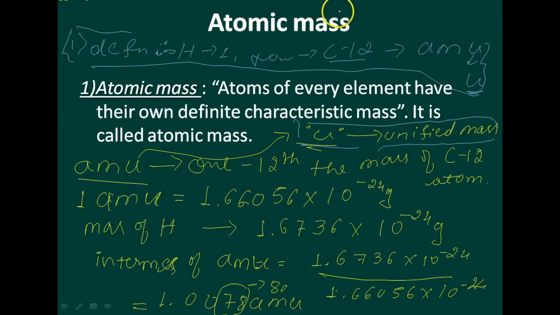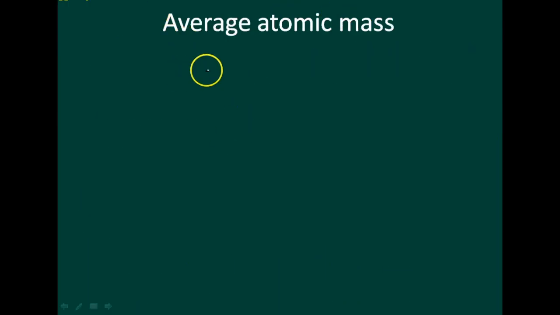The next concept is average atomic mass. Many naturally occurring elements exist as more than one isotope, like carbon, which has isotopes carbon 12, 13 and carbon 14. When we take into account the existence of these isotopes and their relative abundance, which is the percentage of occurrence, the average atomic mass of that element can be computed.